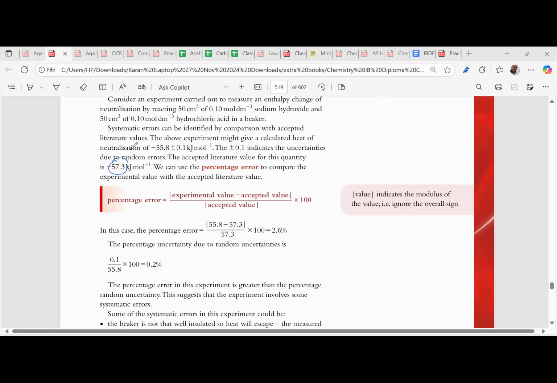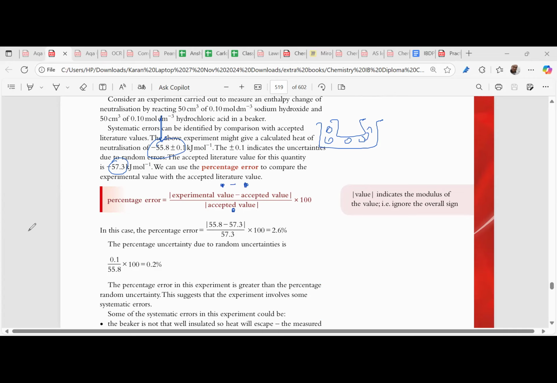Now you're getting results like 55.5. Suppose you have not taken the glass wool to shield the heat, so you're getting a lower value. Can you find out how much systematic error there is? Yes, we can, by the percentage error. Percentage error equals what? Experimental value minus the accepted value, divided by the accepted value.